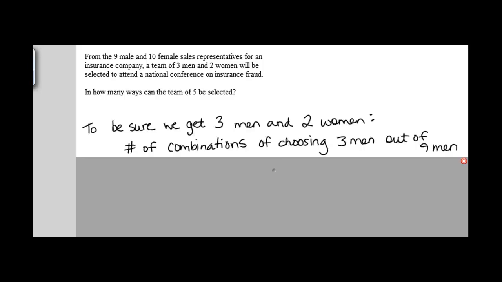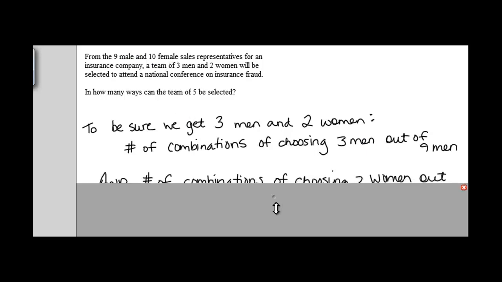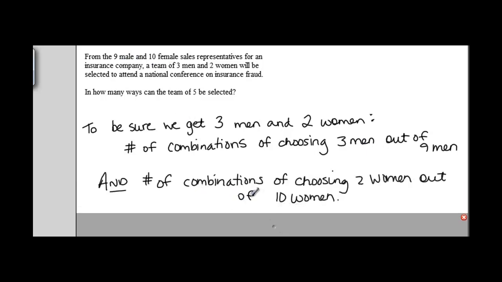Now, to ensure that we actually do get 3 men out of the 9 total, and 2 women out of the 10 female total, we need to set up 2 separate combinations. So actually what we'll be finding here is the number of combinations of choosing 3 men out of that total of 9 men, and then we also want to find the number of combinations of choosing 2 women out of the 10 female sales representatives.